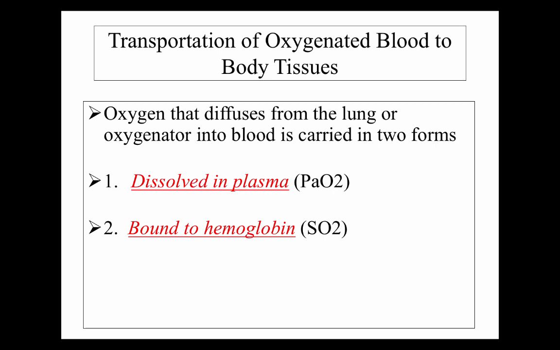Now, oxygen is also bound to hemoglobin. Hemoglobin is inside the erythrocyte, or the red blood cell. So, 2 ways that oxygen is carried in the blood. First way is dissolved in the plasma. Secondly, bound to hemoglobin. And both of these forms can be measured. Again, PO2 for dissolved in plasma, and SO2, the saturation of oxygen, is that amount which is bound to hemoglobin, the percent saturation of hemoglobin.